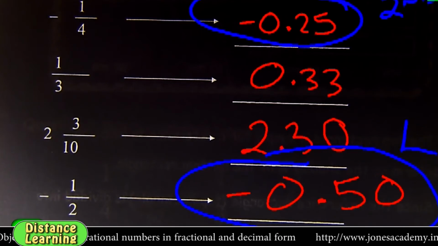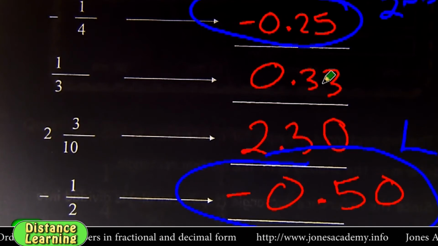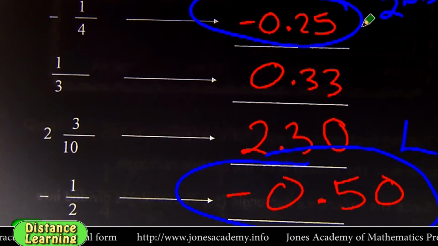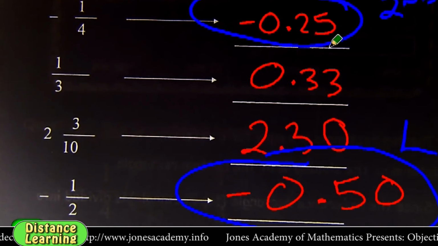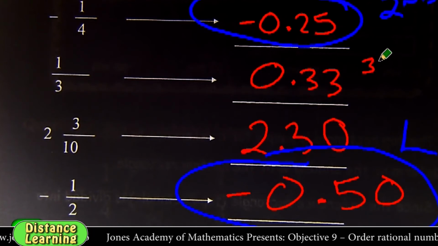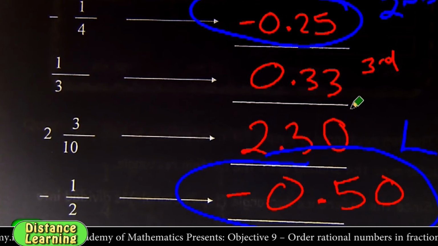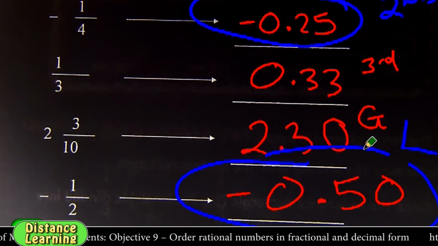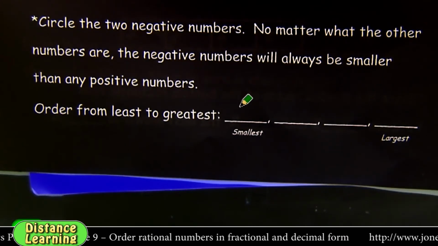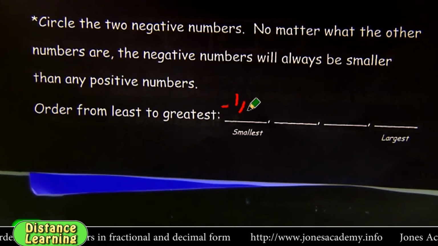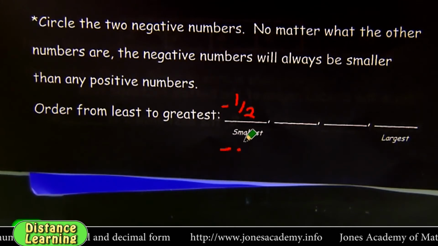Now, which one is going to go third? So now you go to the positive numbers. First is negative 50 cents, then negative 25 cents. Now go regular. We're going big, so 33 cents would be third. And then $2.30, I'm going to put a G next to it because it is the greatest. All right, the negative numbers. The least one that we had was negative 1/2. Remember, that was negative 0.50.